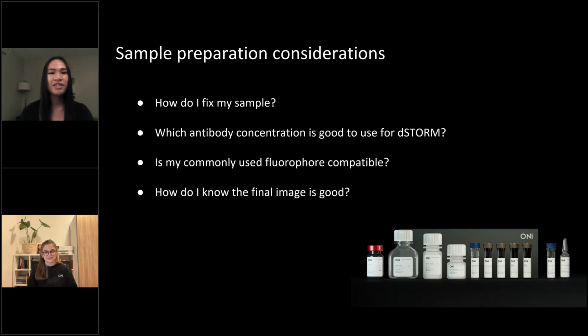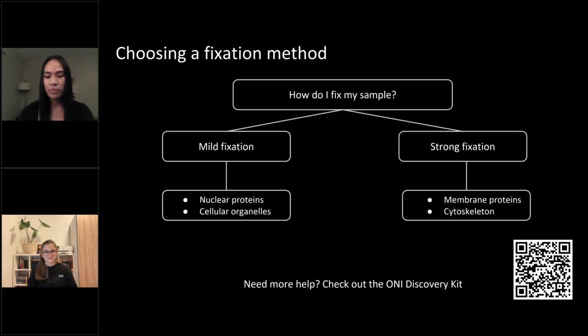So first, let's look into how do I fix my sample? To choose a fixation method, you need to first determine if you require a mild fixative or if you require a strong fixative. Mild fixation is optimal for those who are studying intracellular non-membrane proteins, such as nuclear proteins and cellular organelles. Exceptions are structural proteins such as tubulin and actin, and these are optimally fixed with a stronger fixative.